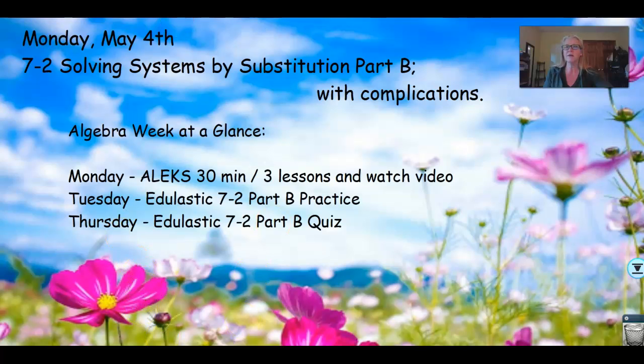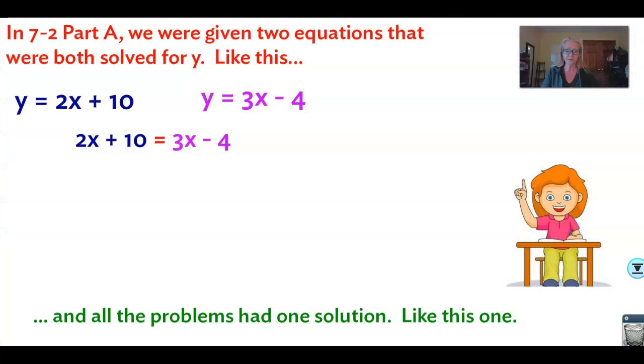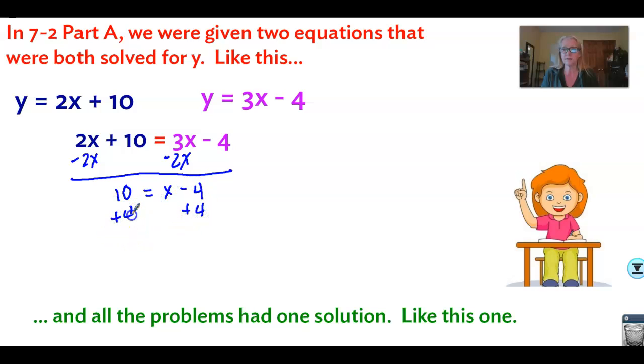Okay. Let's get started. Let me show you how this can get complicated. In last week's lesson, we were given two equations and they were both already in slope-intercept form. So what we did was we took this part of it and we set those equal to each other to solve for x and y. What we would have done here is subtracted 2x from both sides. And that gives us 10 equals x minus 4. Add 4 to both sides, and we get that x is 14.